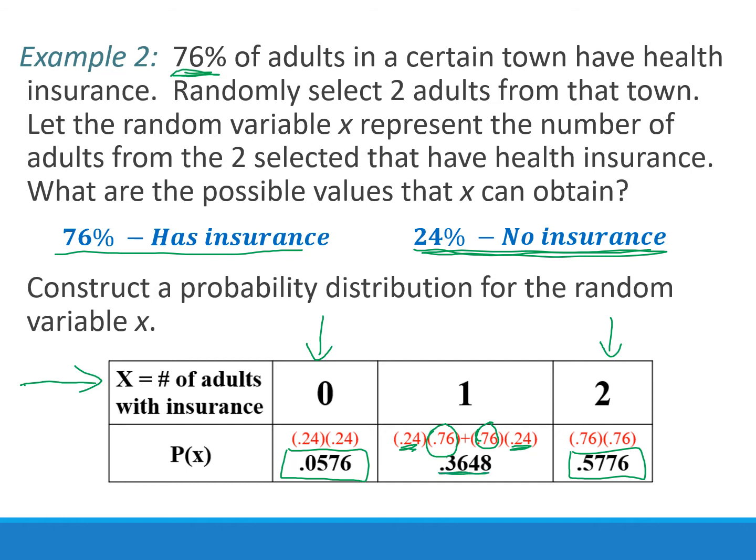Note that all these probabilities have to add to 1. It's a probability distribution, which means really once we find these 2, we don't have to go through the math to get this middle one. We can just subtract the sum of these 2 outside ones from 100%, from 1.